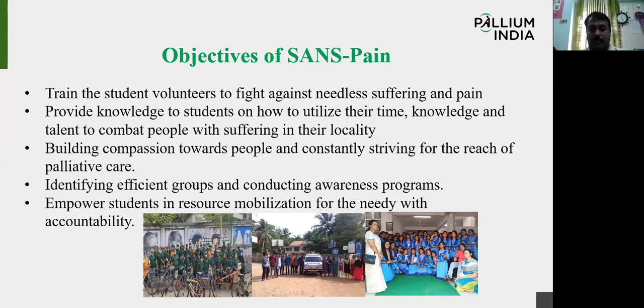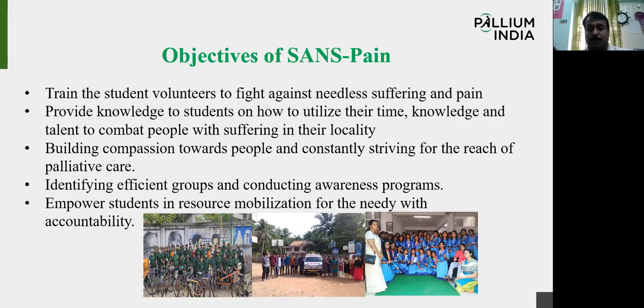Then another picture. We will be using different platforms for engaging student volunteers, like the social service club in their college or school, or the Student Police Cadets, especially in the Kerala scenario. As part of their discipline, we will be engaging students in their activities. Another platform which we use, especially in the college scenario, is the National Service Scheme, NSS, we call.